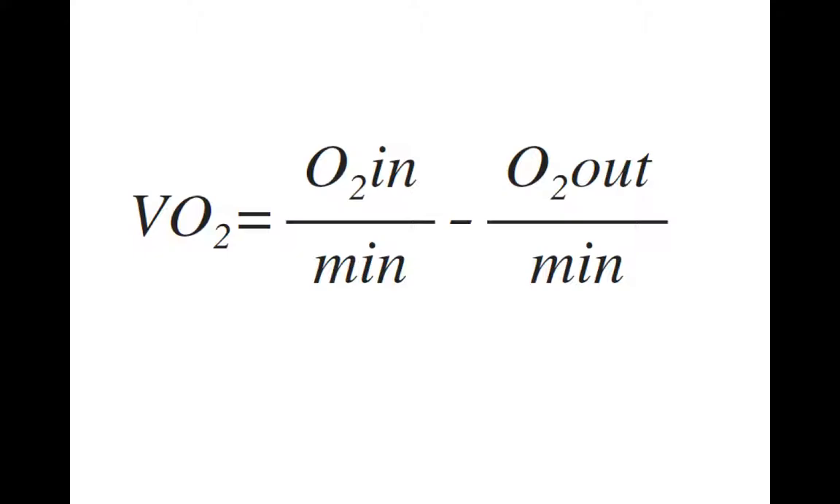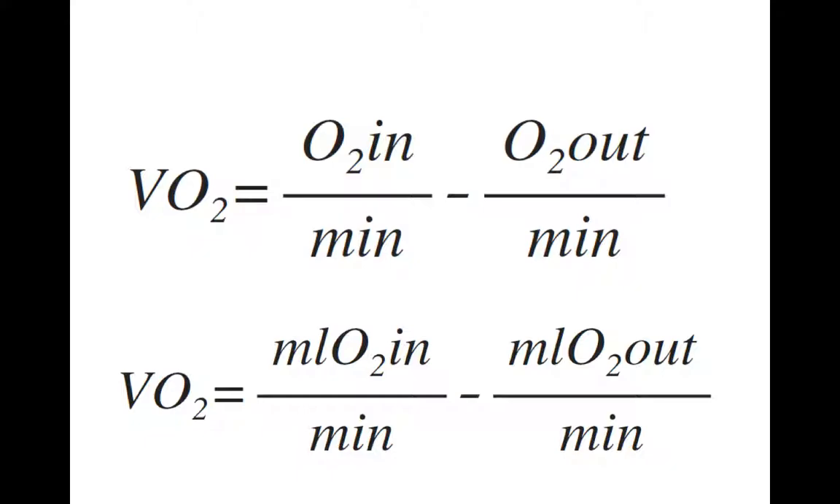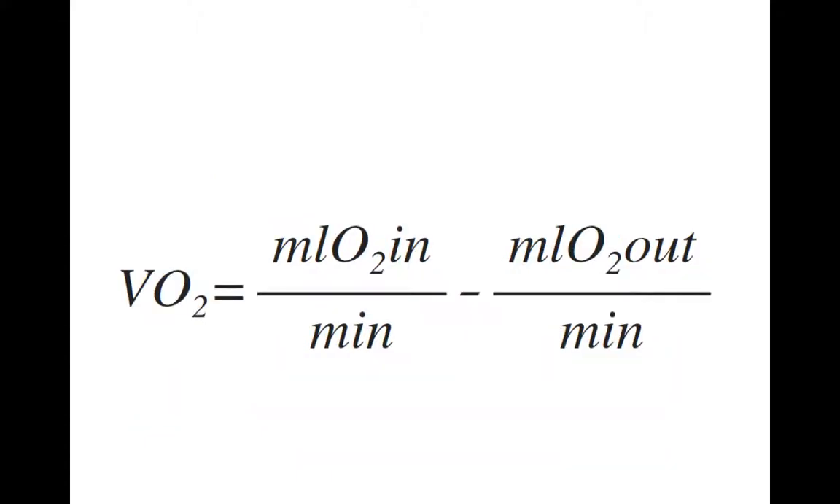Now, how do we quantify this oxygen? How do we measure it? Usually in physiology, the units we use are milliliters. So we'll rewrite the equation once more to say that VO2 is the number of milliliters of oxygen going into your tissue every minute minus the number of milliliters of oxygen coming out of your tissue every minute. All right, great. So how do we take this and get it to be Fick's principle?